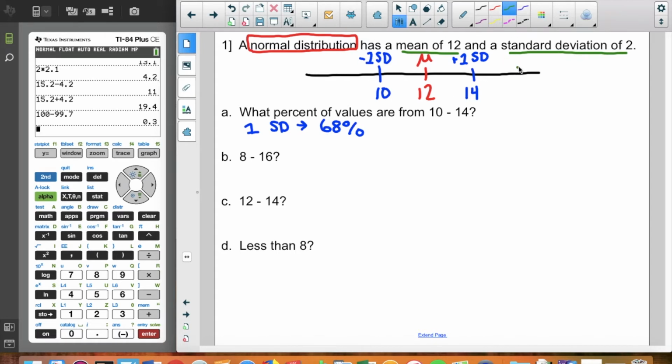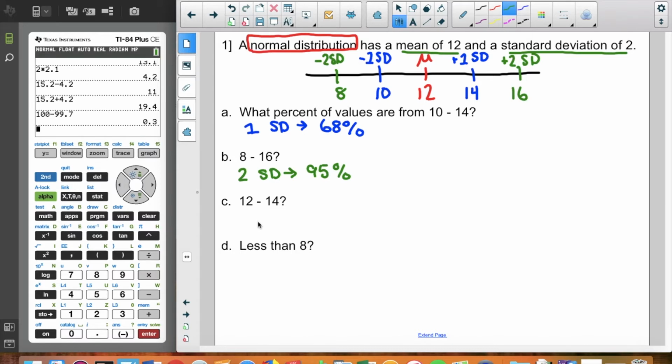So 1 more away, which would be 2 standard deviations. 14 plus 2 is 16. And minus 2 standard deviations away, 10 minus 2 is 8. So now I have 8 to 16, which is part B. So that's 2 standard deviations. In a normal distribution curve, that is 95%.